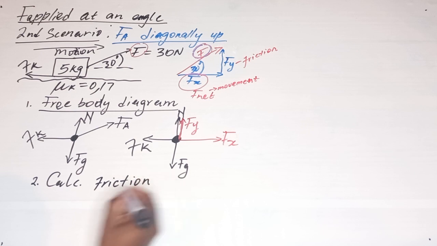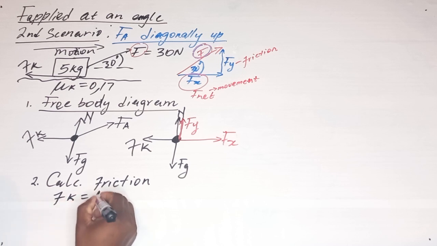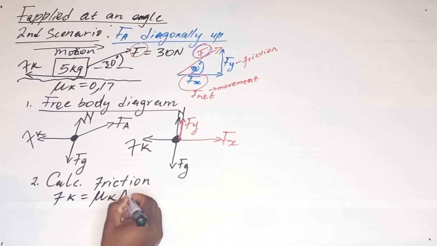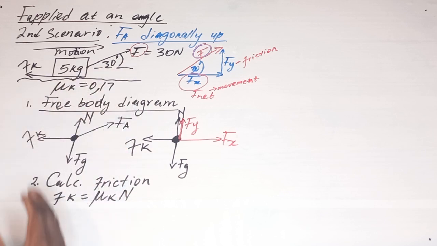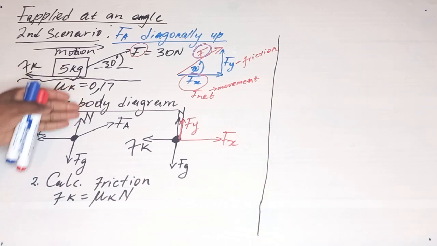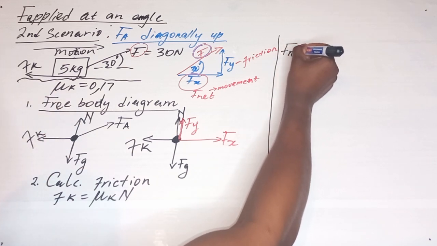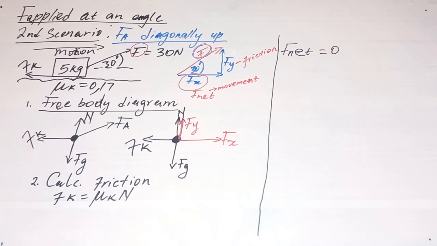Calculate the frictional force. Now we know the formula of friction: Fk is equal to the coefficient of kinetic friction multiplied by the normal force, right? Remember, F applied is at an angle now. It is no longer horizontal. Now let us try and understand. Is this object moving up and down? Is it moving vertically? The answer is no. So it simply means the F net for the vertical forces must remain as 0.